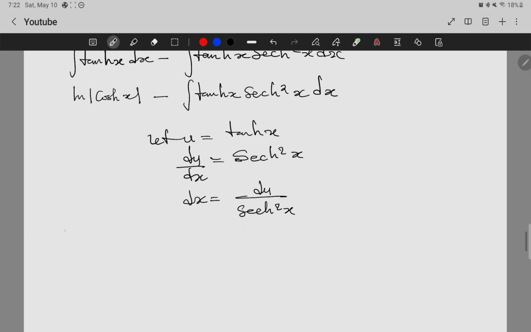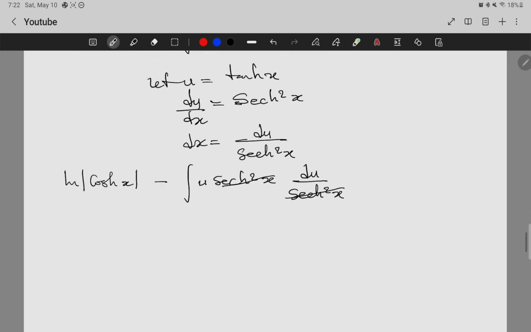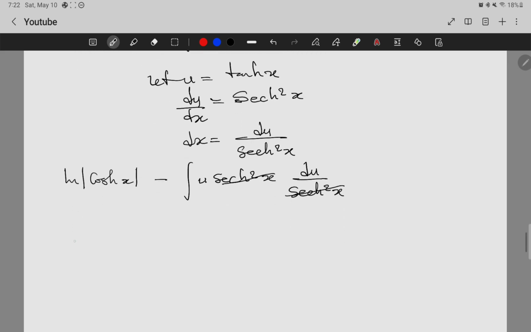So when we make the substitution, we now have the first part already figured out. And the second part will now be the integral of where we have tanh x, we'll put u there. And then this will remain, but of course, it's going to cancel out. And where we have dx, we'll put du over sech squared x. This and this will cancel, implying that we're only looking at the integral of u with respect to u. And this is going to be u to the power 2 over 2, plus c.